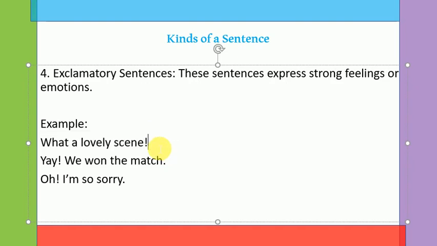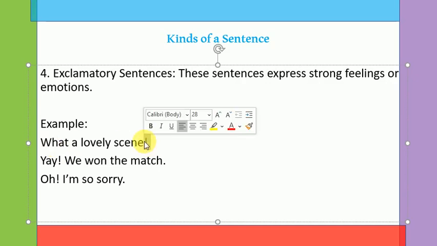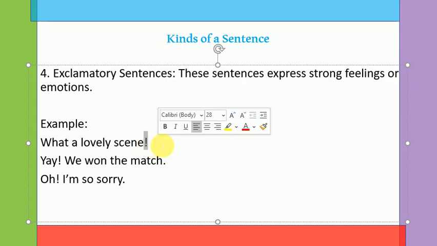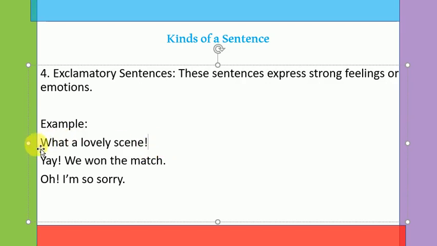You are expressing your amazement by saying this sentence, and at the end, to show your overwhelm, you write down an exclamation mark as well with it to show how amazed or amused you have become by seeing that scene.